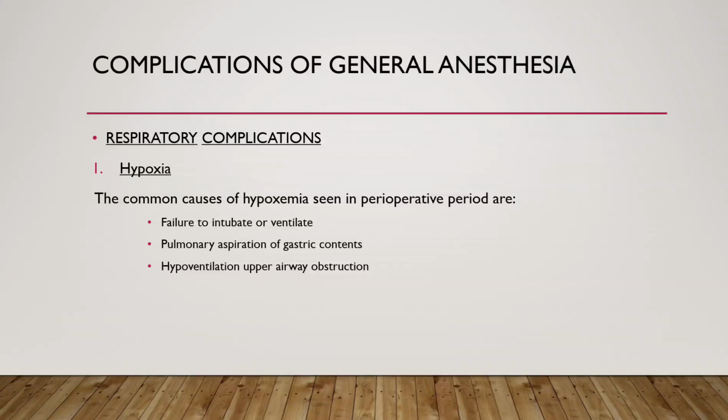The next one is pulmonary aspiration of gastric contents. Aspiration can occur any time in the perioperative period. Although it is not always possible to prevent aspiration, it is still considered a preventable complication of anesthesia. Pulmonary aspiration is one of the major causes of death associated with anesthesia. Mortality after aspiration is 5 to 70%, depending on the volume and pH of the aspirated material and the time interval between detection and management. The next one is hypoventilation and upper airway obstruction. This may occur at induction or in the post-operative period.